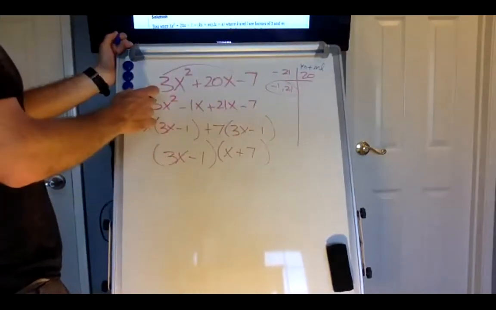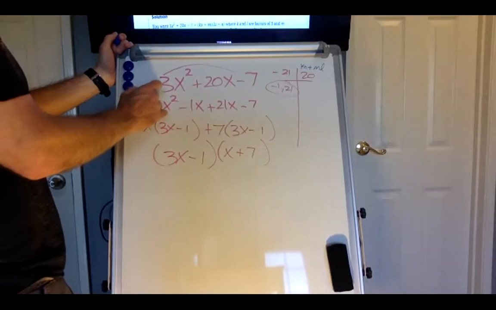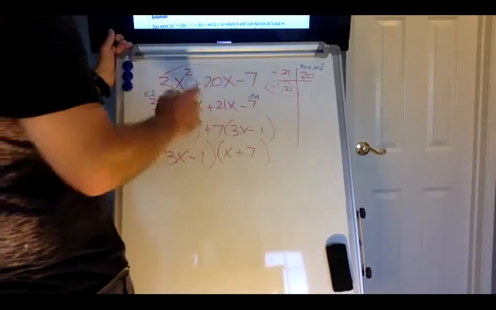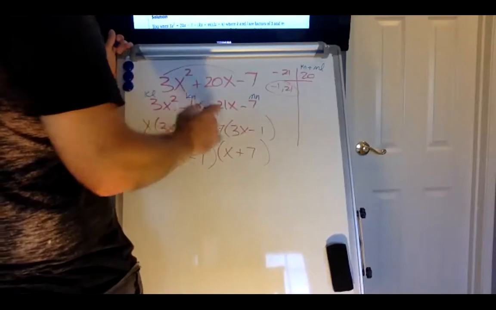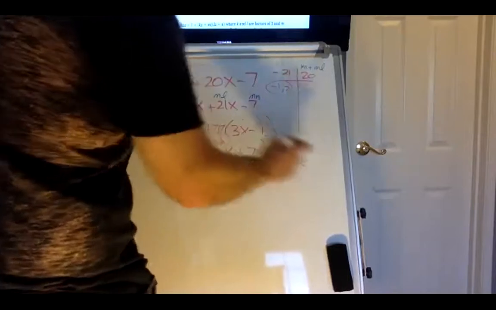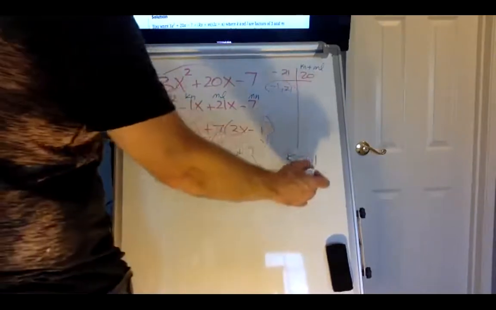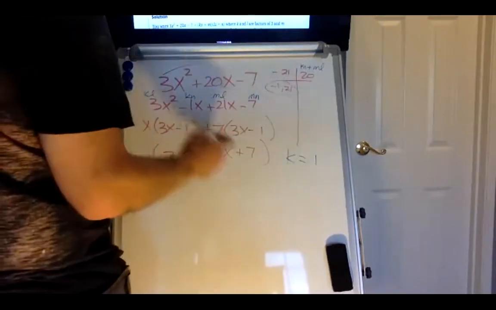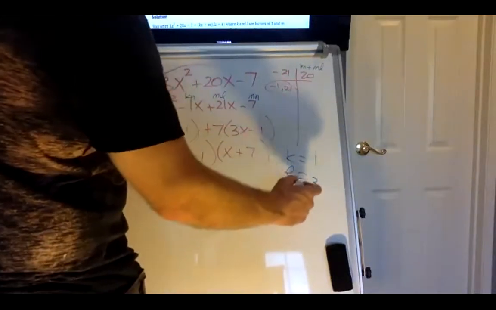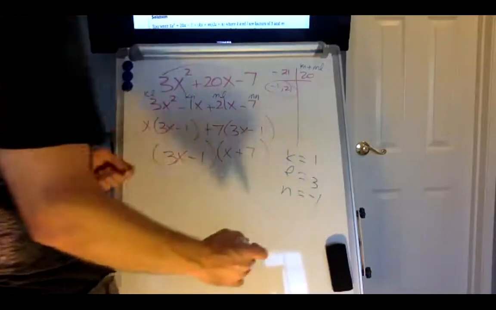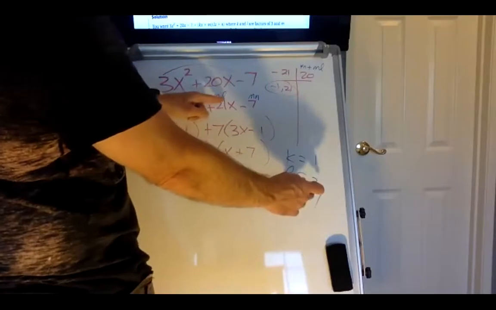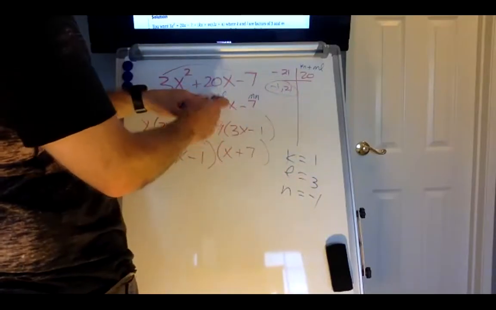Your first term here is KL. This is Mn. This is Kn. This is Ml. K is what's in common with the first two terms, which is 1 numerically. Now that that's 1, L is 3. And N is negative 1. And then here, if you pick one of the ones you know, L is 3. In order to get 21, it will have to be 7.